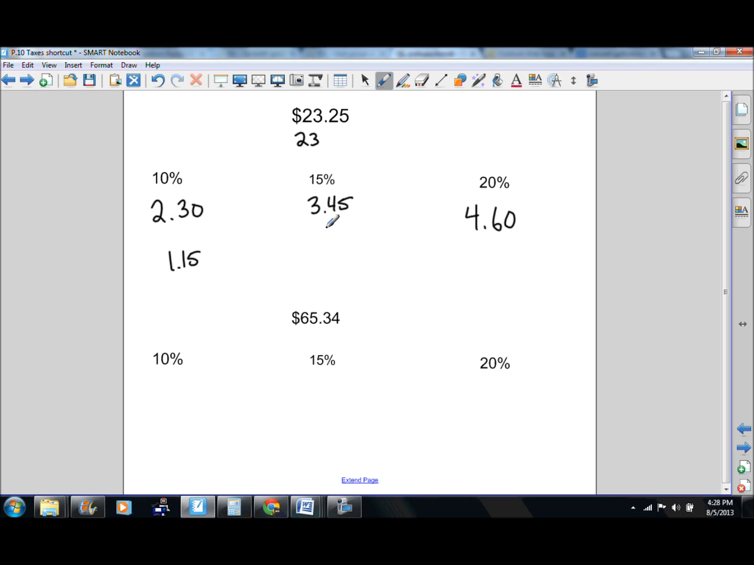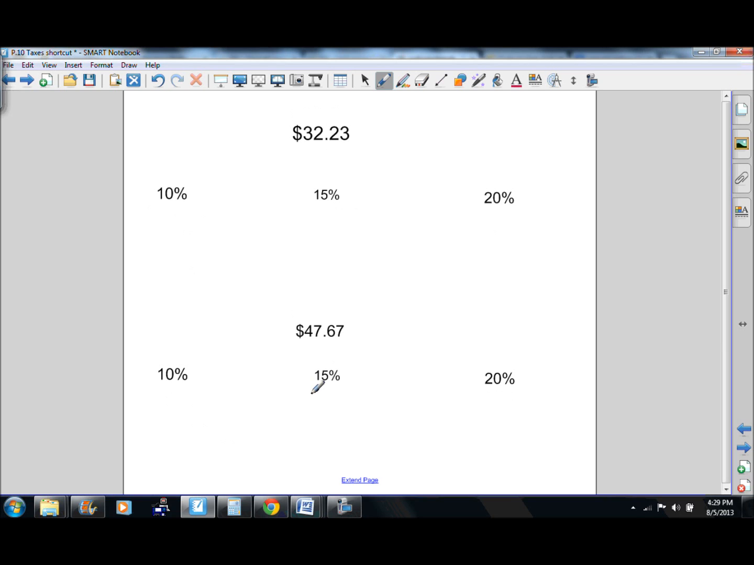Down here at the bottom, same idea. We're going to get rid of the decimal and turn this into 65. So 10% of 65 would be 6.5. Doubling that would be 13. Now to go halfway in between, halfway of 6 is 3. Halfway of 0.5 is 0.25. So we got to add 3.25 and 6.5, which is 9.75. And that's how much we should tip. Try these two on your own.